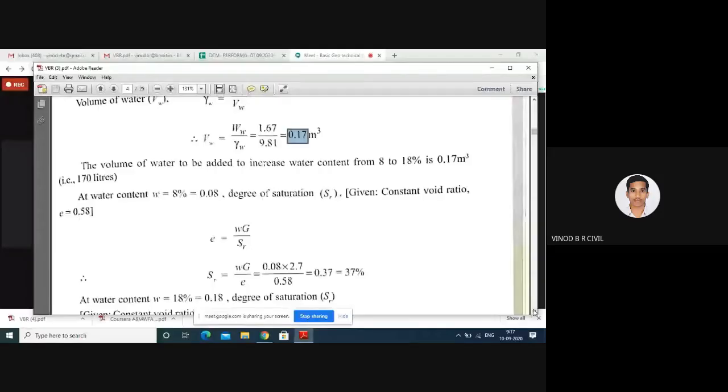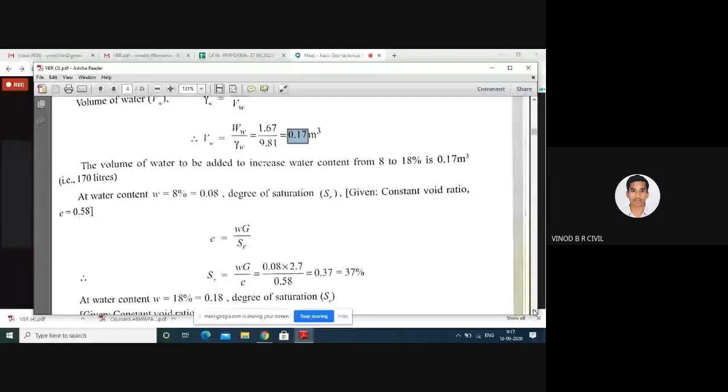Degree of saturation, that is SR. We have to consider the constant value of void ratio. Therefore, SR is equal to w into G divided by E, with the water content and specific gravity 2.7 given in the problem, and the void ratio 0.58 we already calculated. For 8% water content, SR is equal to 0.08 into 2.7 divided by 0.58. Therefore, degree of saturation is 37%.